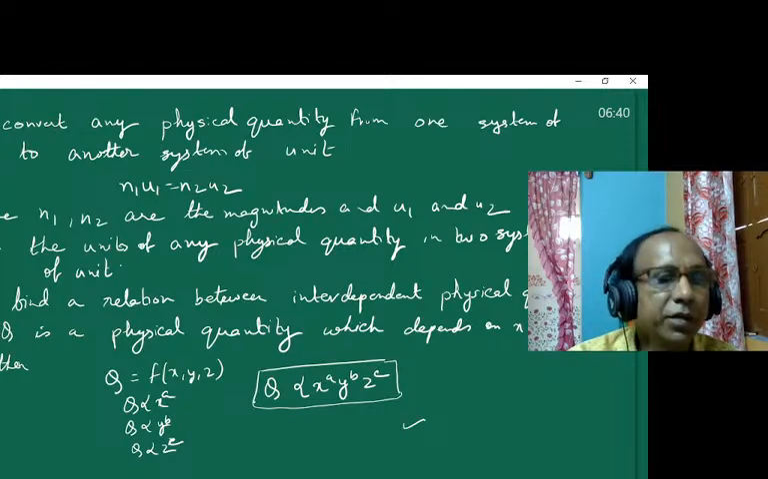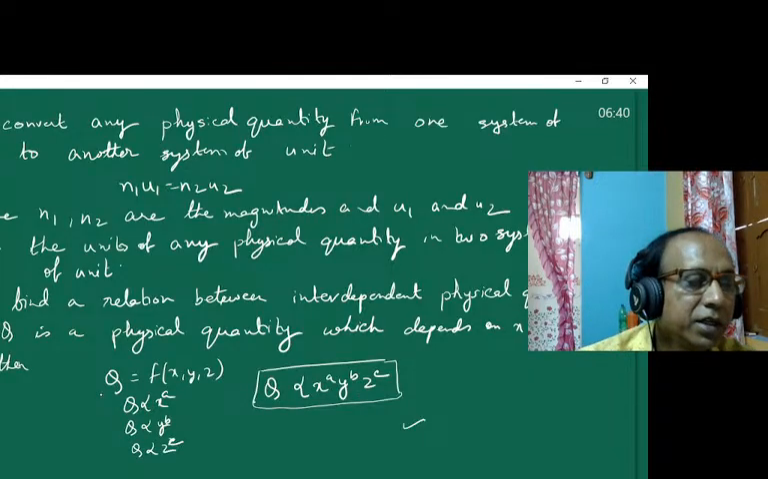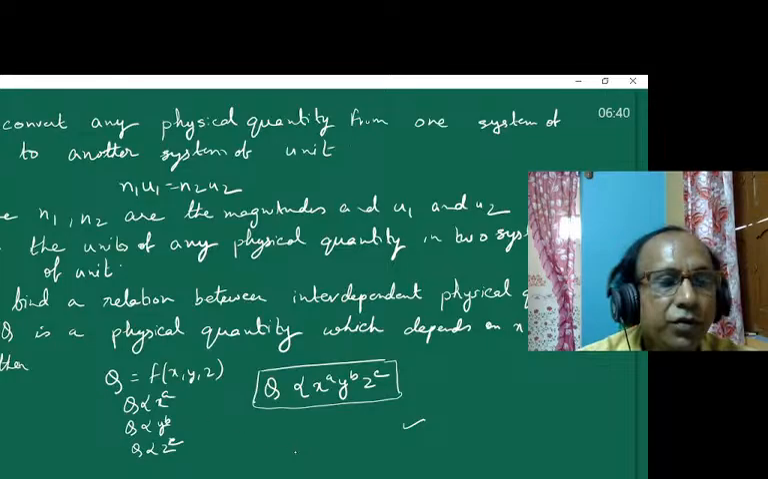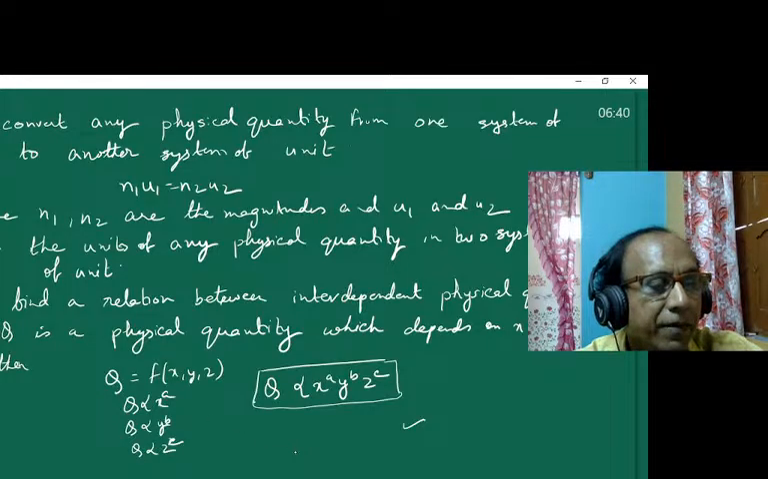Number 3, to find a relation between interdependent physical quantities. Let q be a physical quantity which depends on x, y, z. Then q is directly proportional to a function of x, y, z. q is proportional to x to the power a, q is proportional to y to the power b, q is proportional to z to the power c. Combining all these three, we get that q is proportional to x to the power a, y to the power b, and z to the power c, right?